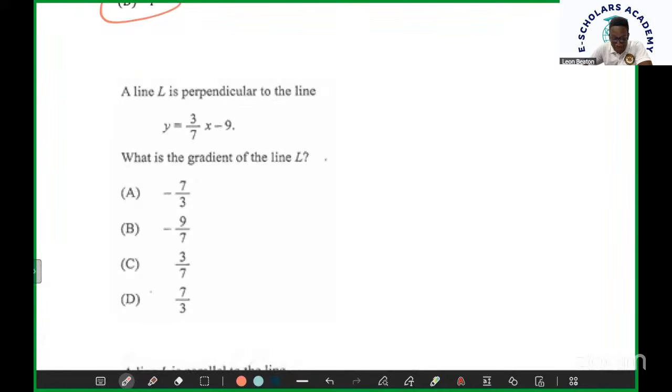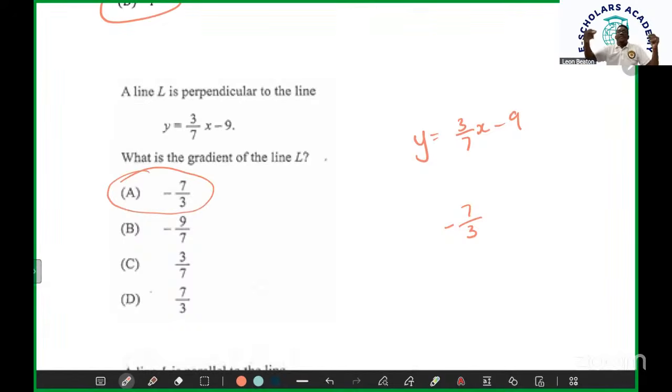Anyways, so a line L is perpendicular to the line y equal 3 over 7x minus 9. They want to know what is the gradient of the line L. So because it's perpendicular to this, we know it will be the negative reciprocal. For the reciprocal, we just flip it, so that instead of 3 over 7, it will become 7 over 3. And for the negative reciprocal, we change the sign. So this will be negative 7 over 3, which is A, right? Perpendicular, negative reciprocal. That would be the relationship of the gradients.